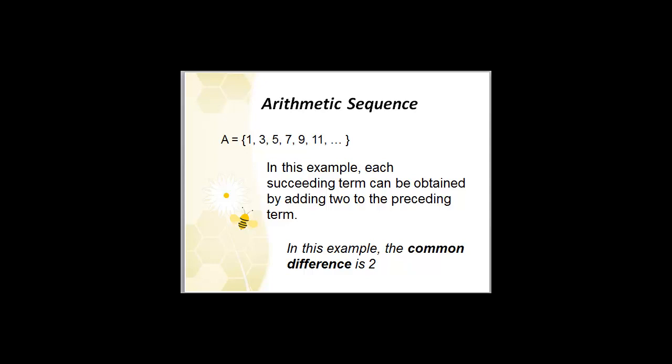The numbers, objects, letters, or geometric figures that make up the sequence are called the terms of the sequence. An arithmetic sequence is a sequence of numbers in which each succeeding term differs from the preceding term by the same amount. This amount is known as the common difference. So if you look at this example here, 1, 3, 5, 7, 9, 11, each succeeding term can be obtained by adding 2 to the preceding term. Okay? And in this example, the common difference is 2, because 1 plus 2 is 3, 3 plus 2 is 5, 5 plus 2 is 7, and so on.